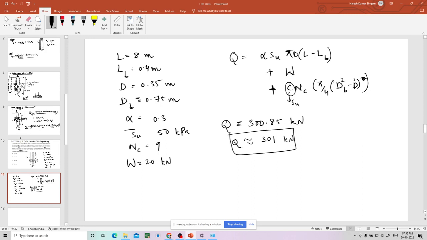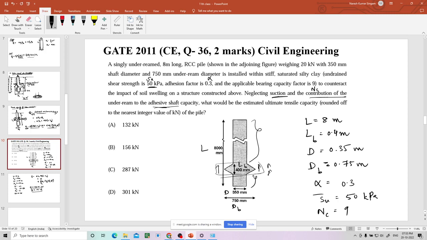Nearest integer. So if you see the options, 301, okay, this is the answer. But in the key paper you might get B as the answer, but B is not the answer. This is the answer. So this is all about the under-reamed pile foundations.